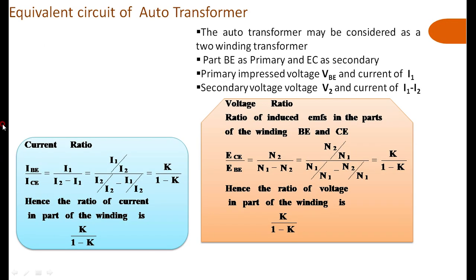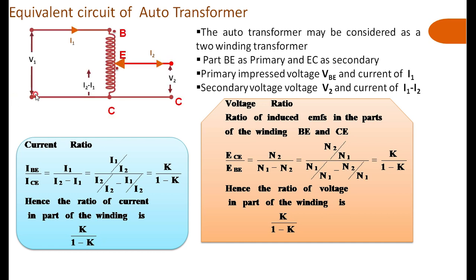Then if you look at the equivalent circuit of the auto transformer, it is similar to that of our two winding transformer. First you have to calculate the equivalent circuit of the two winding transformer. For that we have to find the current ratio and the voltage ratio. The current ratio is the current in BE to the current in EC, that is current in BE divided by current in EC. That is, the primary current to the secondary current. The secondary current is common to both primary and secondary. The current flowing between B and E is I1.